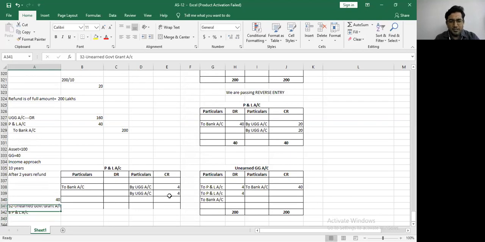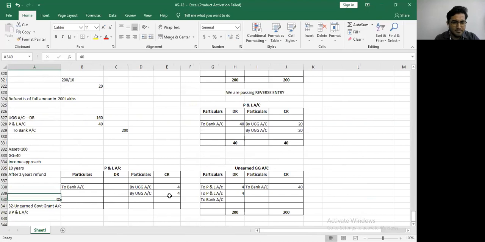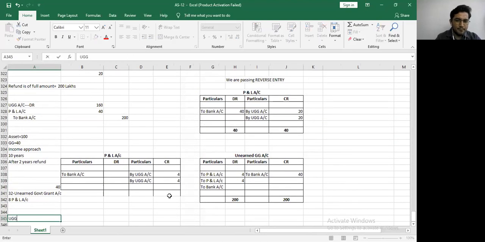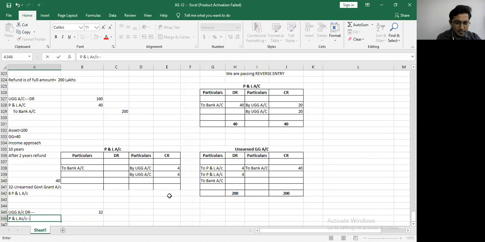Right, now pay attention. My question to you is, earlier when you transferred from the unearned government grant account to profit and loss, what did you do to the profit and loss account? Did you debit or credit? You credited, right? Now when we are refunding, we have to do the reverse of that. So we will debit the profit and loss account.